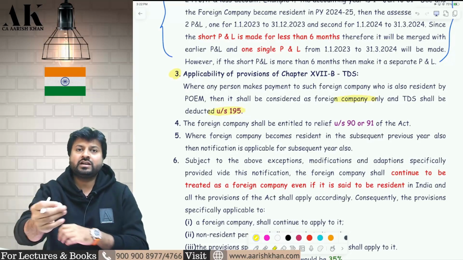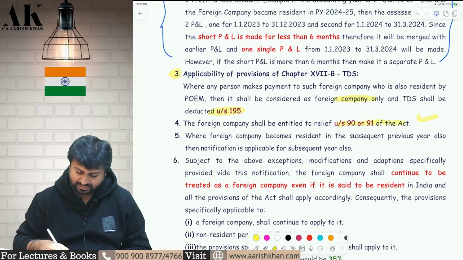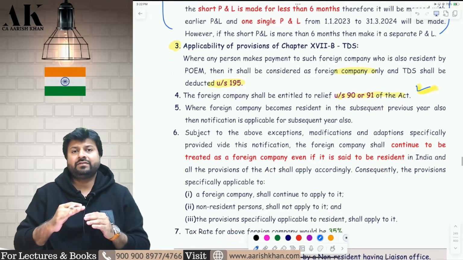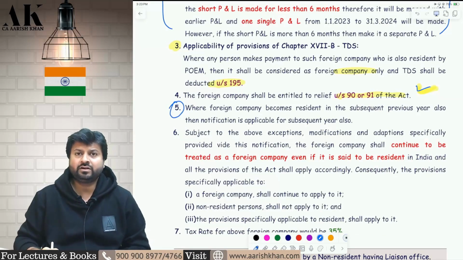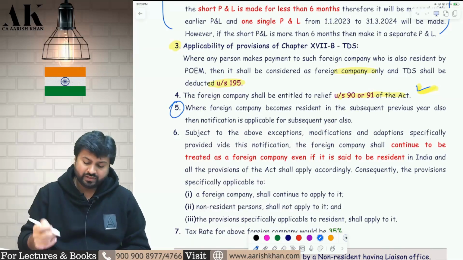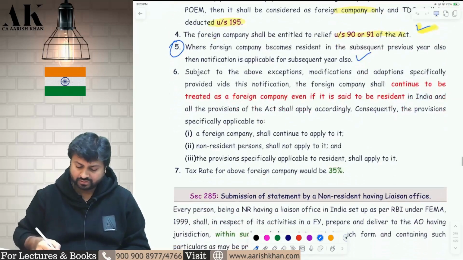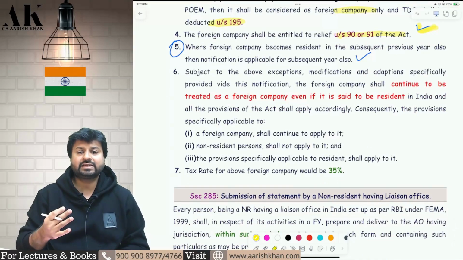Now this foreign company has become our resident. If the foreign company has become a resident of India, is India going to give them unilateral and bilateral relief under sections 90 and 91? The answer is yes, India will give them unilateral and bilateral relief under sections 90 and 91. Next point: whether this company is going to get the benefit of carry forward of losses, carry forward of unabsorbed depreciation for the subsequent years also. Yes, for the subsequent years also, this company is going to get the benefit of all those things which we have seen over here. Okay, next.